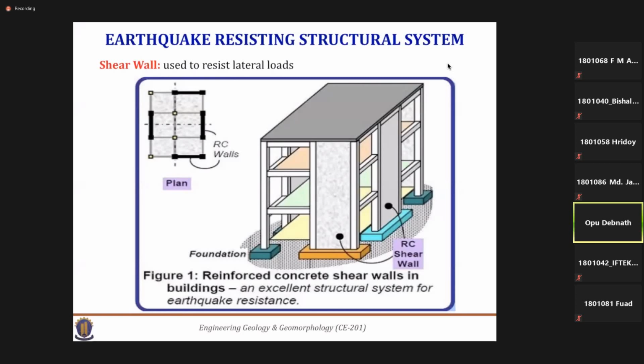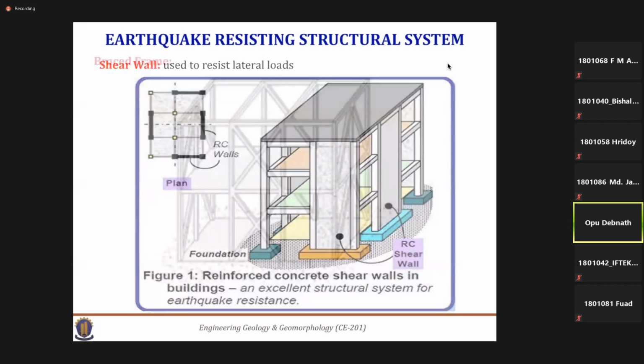The shear wall is the lateral wall, most commonly used in the lift core, or sometimes for large heavily loaded buildings. The RC shear walls are used. Shear walls are actually large size of column, simply large column. As the shear walls are rigid bodies, this is an excellent structural system for earthquake resistance, because it provides more resistance compared to column. So this is another type.